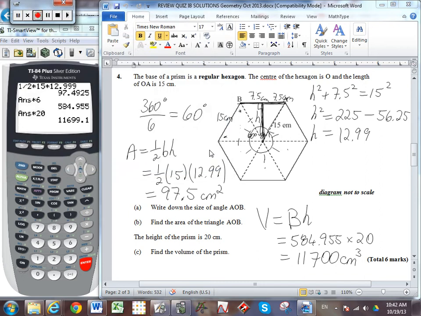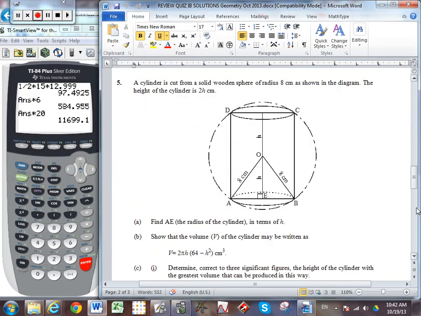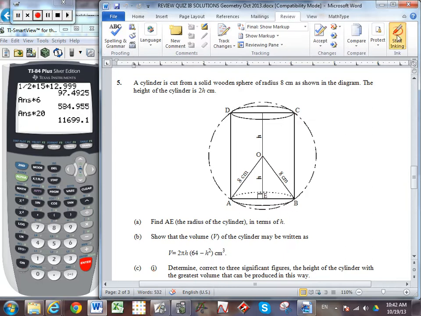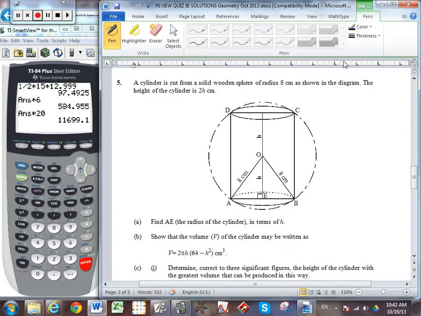Alright, on to number 5 then. A cylinder is cut from a sphere with a radius of 8 centimeters. So here we can see the radius of the sphere. The height is 2h, so you can see one of the h's here and the other h here. Fine. Now we need to find AE, the radius of the cylinder. So we're looking for this length right here.